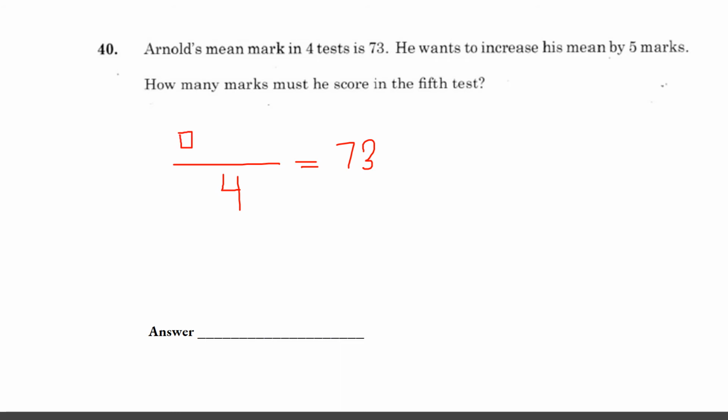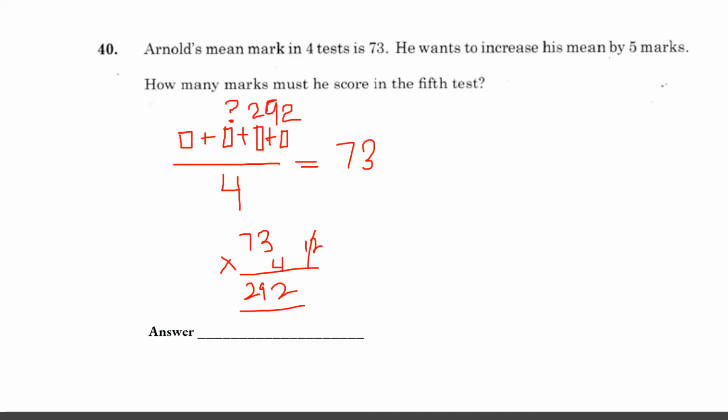So 1 test plus another test plus another test plus another test over 4 would have given him a mean of 73. So, what would be the score here? To figure that out, we would have to multiply 73 by 4. 4 threes are 12. 4 sevens are 28 and 1 is 29. So it means that the total of these 4 scores would be 292.